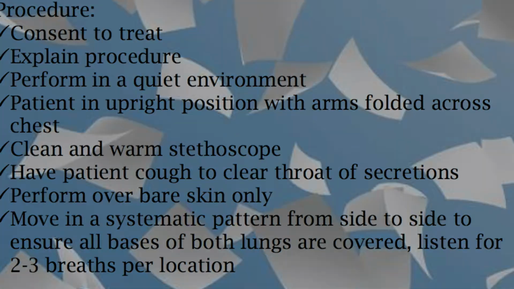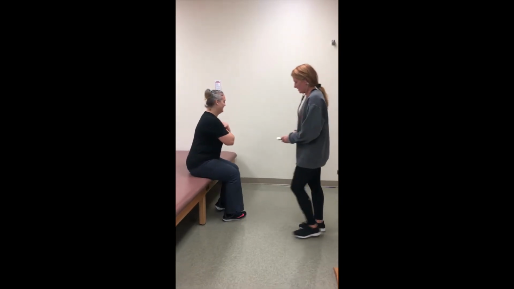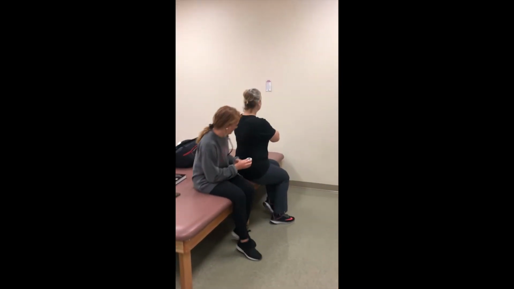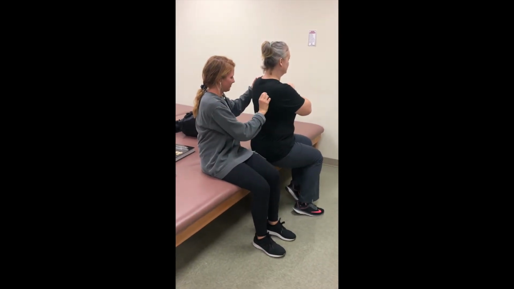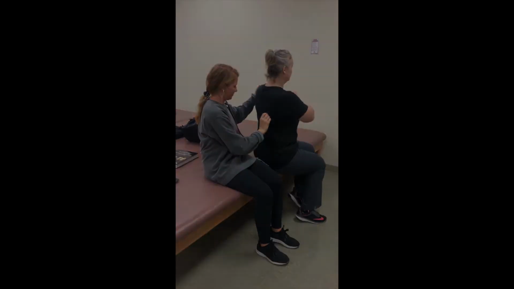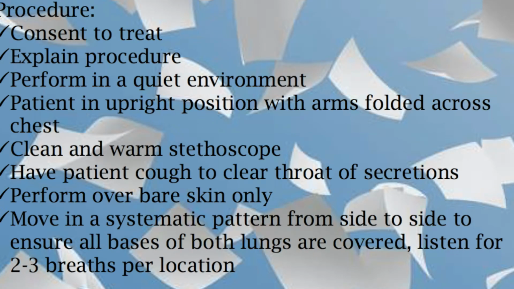The patient coughs to clear any secretions, and the therapist puts the stethoscope on their anterior chest and moves in a pattern from side to side to ensure all bases of both lungs are covered. Each position should be listened to for 2 to 3 breaths while comparing sides, and the patient breathes through their mouth.